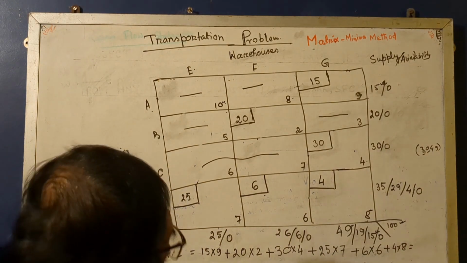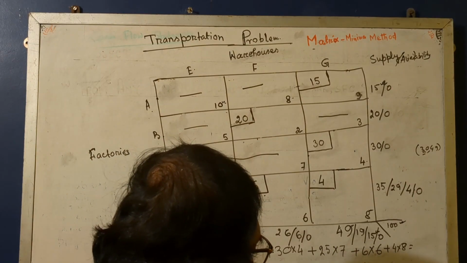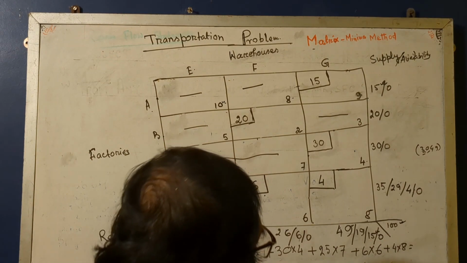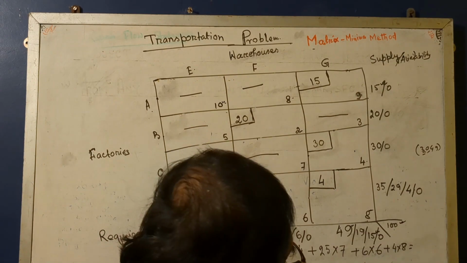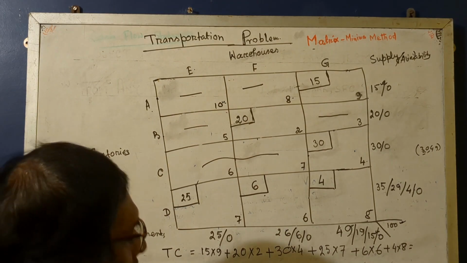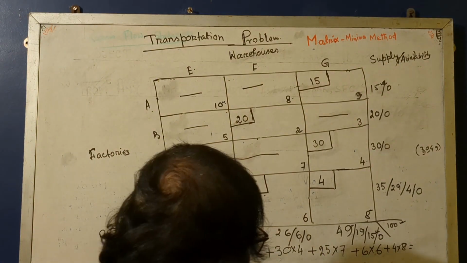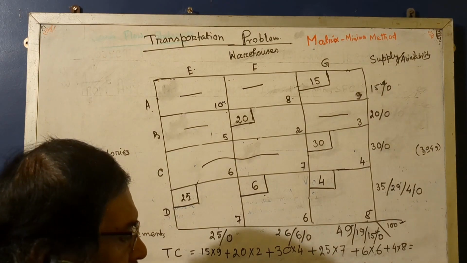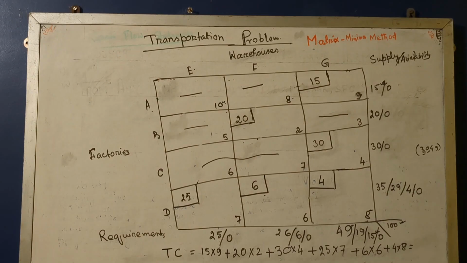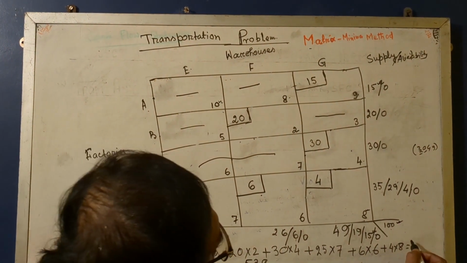15 into 9, 20 into 2 that is 40, 30 into 4 that is 120, and 25 into 7, and 36, and 32. The total cost will be 538.